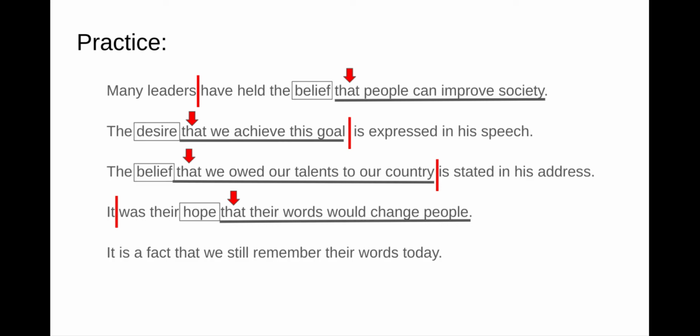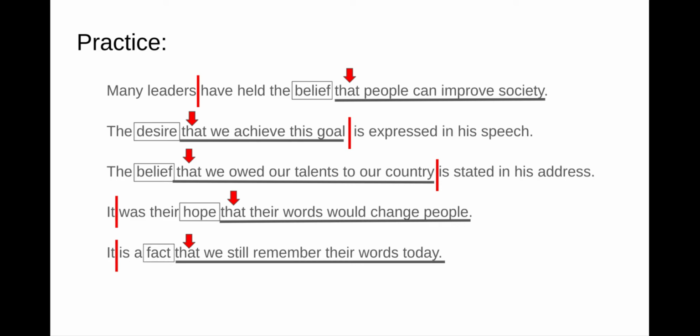Our last one, it is a fact that we still remember their words today. How should we divide that by subject and predicate? Right there in between it and is. Now we look for that introductory word, and because we know it's almost always that, we're going to look for that first. If there isn't a that in the sentence, start looking over that list of other introductory words and see if you can find a different one. But in this case, it is that again, and it is after the main verb, so we go to the end of the sentence, that we still remember their words today. That is giving us more information about the noun fact.